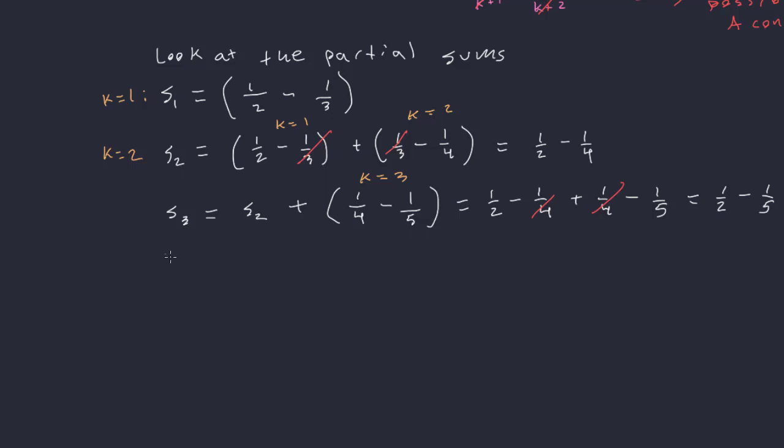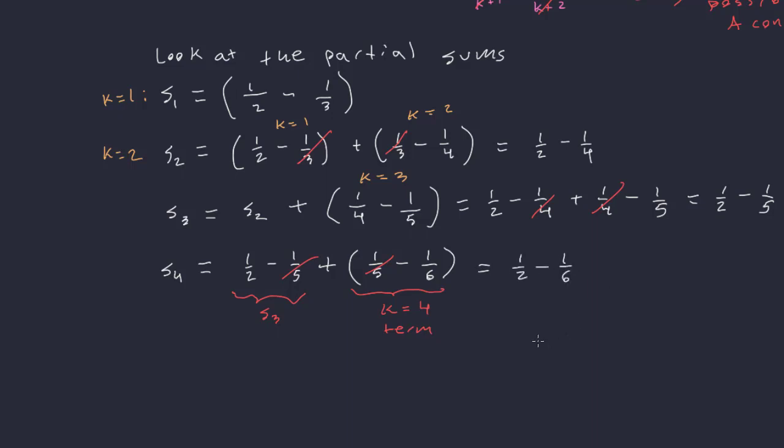All right, then for S4, it's going to be S3. So I'll just rewrite that piece. It's 1/2 minus a fifth. So this is S3. Then plus the next term, which is going to be 1/5 minus a sixth. And this is the k equals 4 term. Okay, and once again, these middle terms cancel, and we get 1/2 minus 1/6.